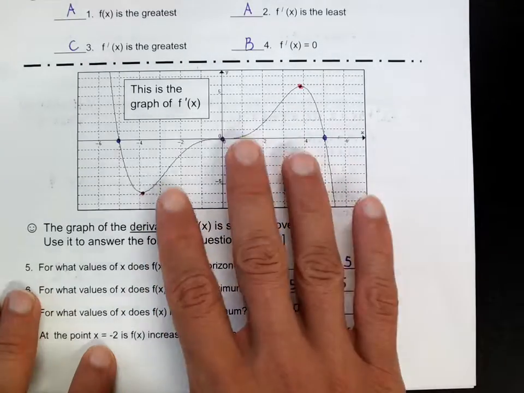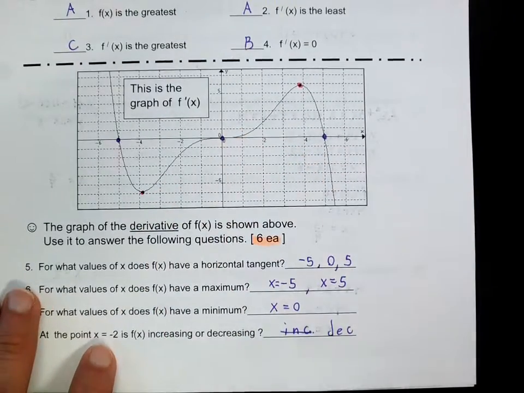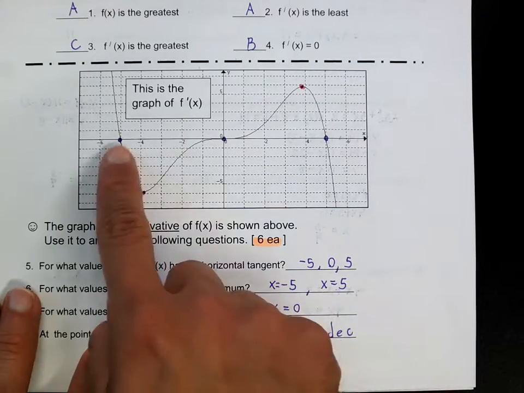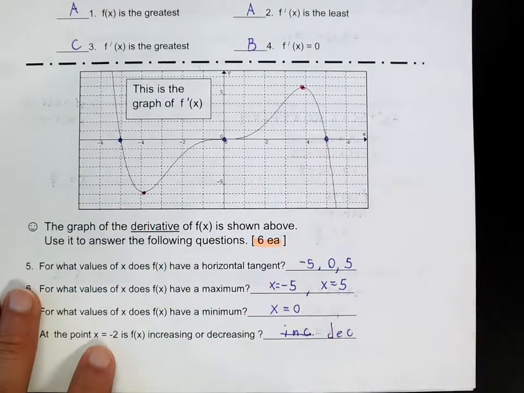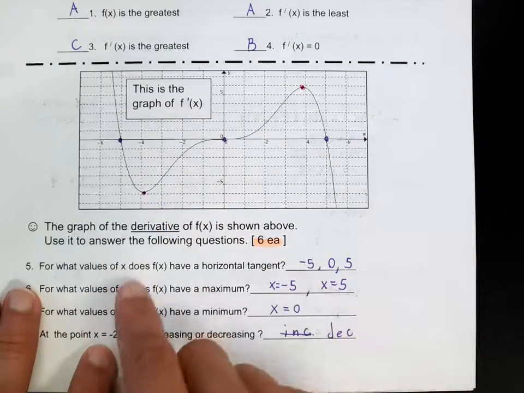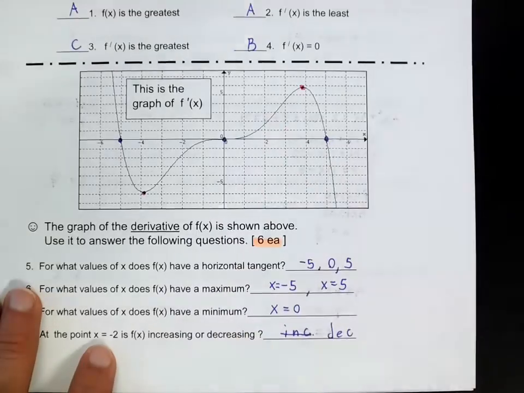Remember, this is the graph of the derivative, right? And like we talked about in the past, and I'm saying this over and over, the possible max or mins, or where you have horizontal tangents, are located on the roots of this graph. So again, these are the roots, and then to figure out your max or min, you have to go from positive to negative. Positive to negative, so that's a max. If you go from negative to positive, that's a minimum. Okay. Anyway, on the back.